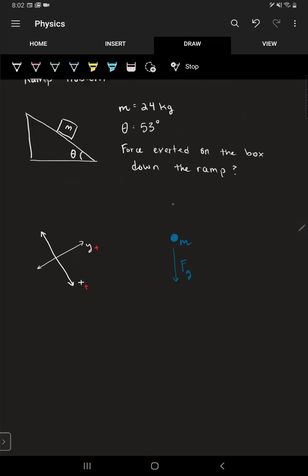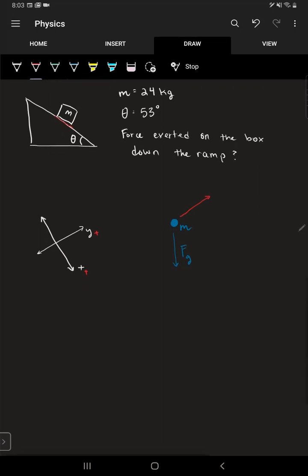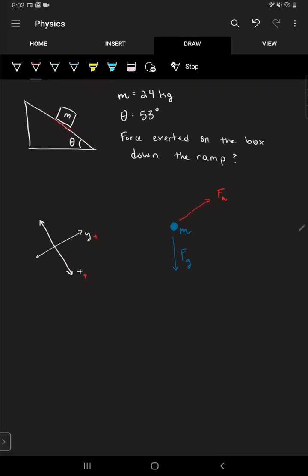Now, normal force does not go straight up. In fact, if you remember the definition of normal force, it goes perpendicular to the surface. The surface here is this ramp. So perpendicular to it, or in other words, 90 degrees to it, would be this angle. Now, the ramp is at a 53-degree angle, right? So we will use that information soon.